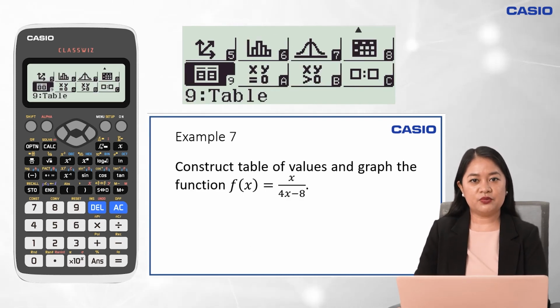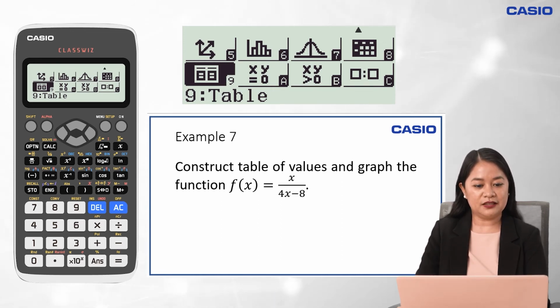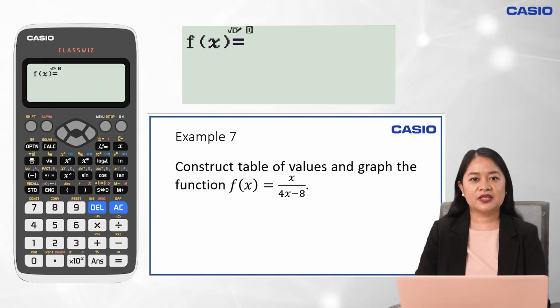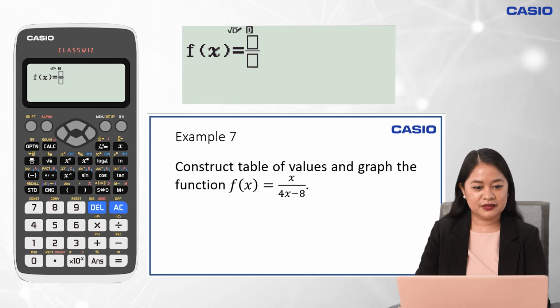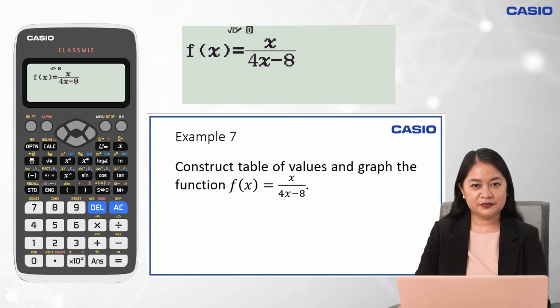For example 7, we will construct a table of values of this rational function presented in example 5. Using the Table menu, press Menu and 9. Input the function by pressing fraction, x, right arrow key for x minus 8. Since we will only construct a table of values for one function, press the equal button again.